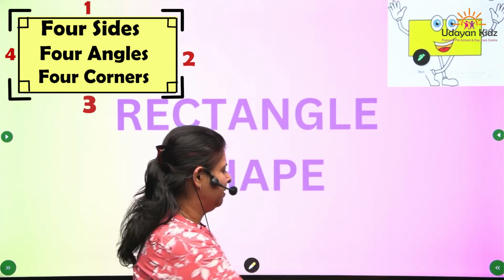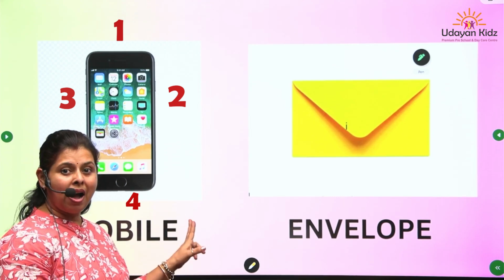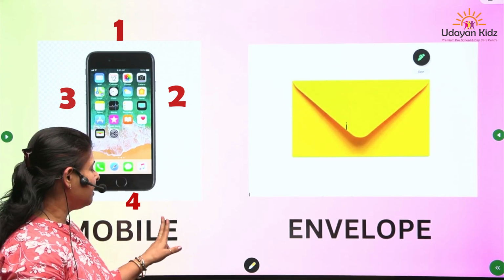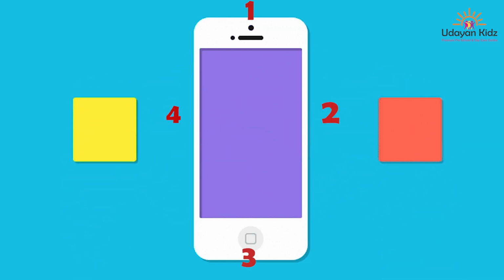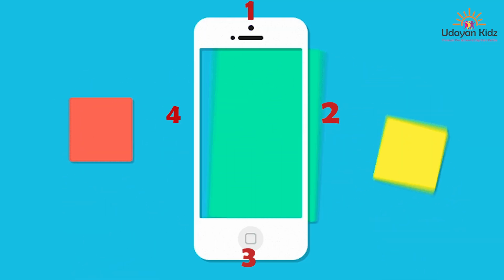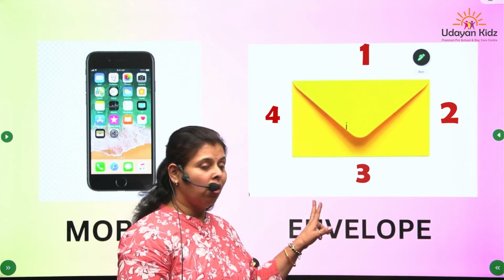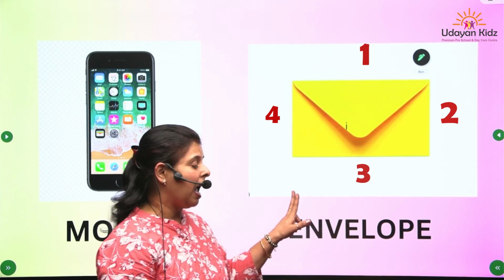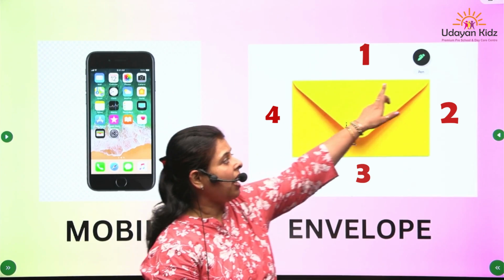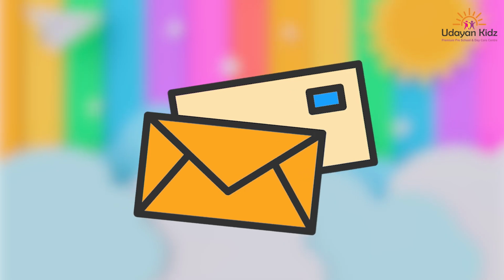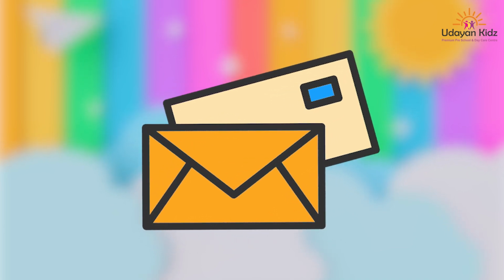Okay, children? What is this, children? This is a mobile and this is rectangle in shape. Show me a rectangle now. And what is this? This is an envelope. And which shape is this? Rectangle shape. I'm a rectangle, like a really long square.